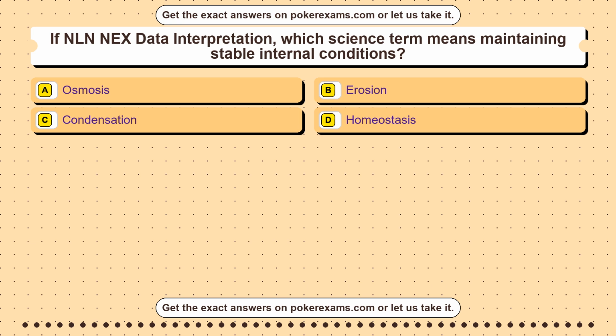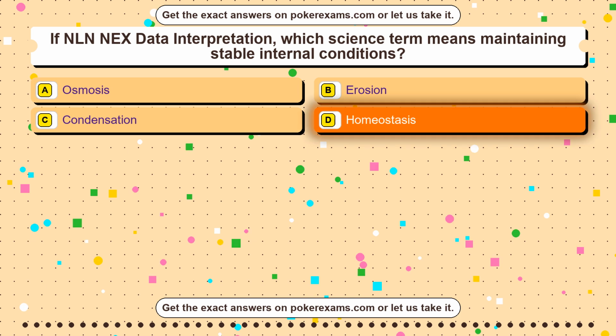Question 50. In NLN NEX Data Interpretation, which science term means maintaining stable internal conditions? Option A, osmosis. Option B, erosion. Option C, condensation. Option D, homeostasis. The correct answer is option D, homeostasis.